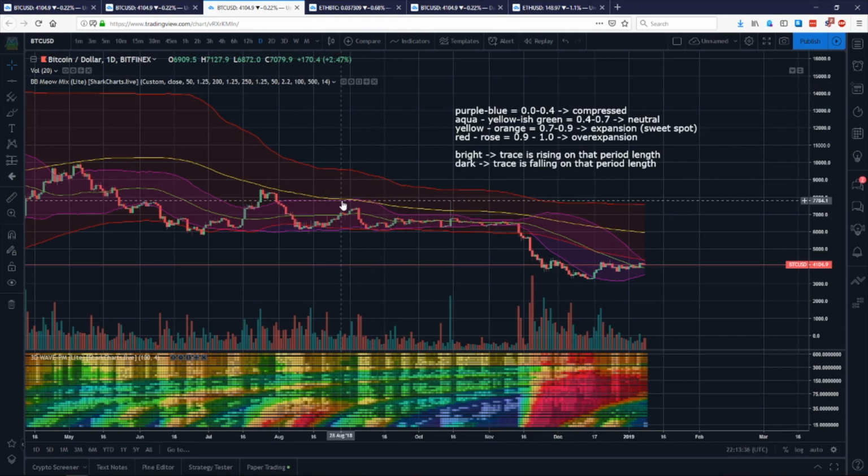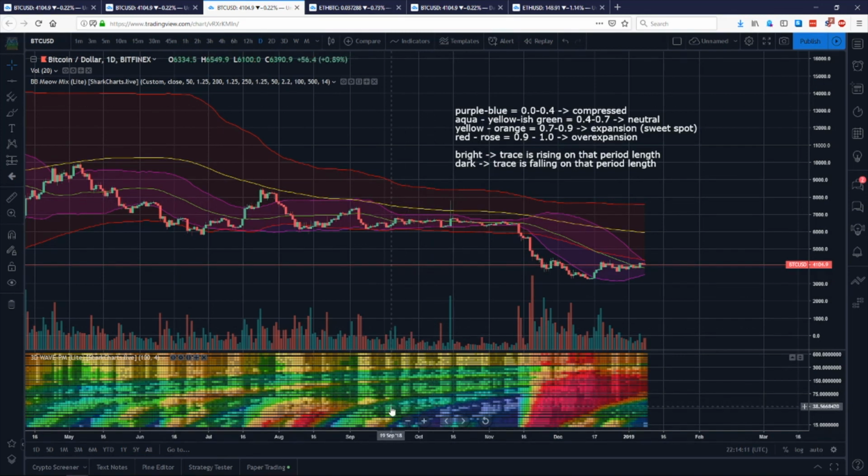The colors correspond to the same thresholds that you'd be familiar with from regular wave PM. And I've set it up so that there's a relatively discontinuous color break when you actually cross between the different thresholds, and then within the thresholds, it's actually a gradient. So the compressed area is a purple to blue gradient. You won't often see purple, but you'll see a lot of blue. An aqua to yellowish green gradient is your neutral.